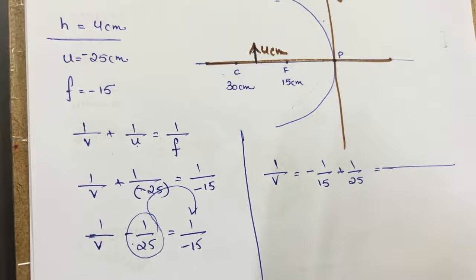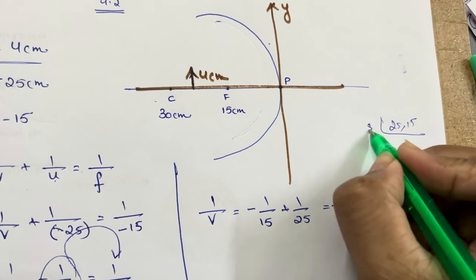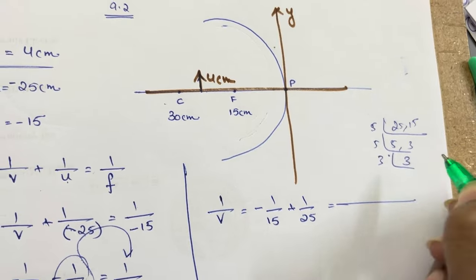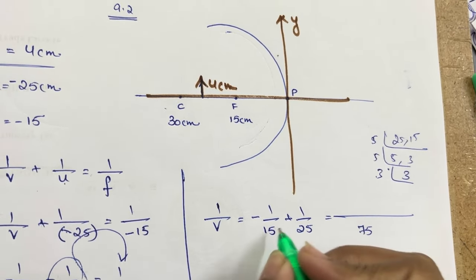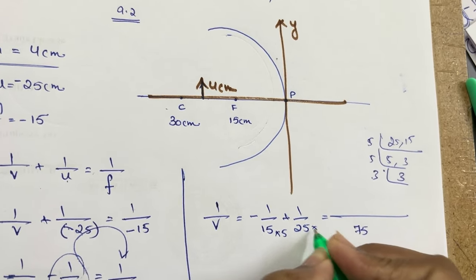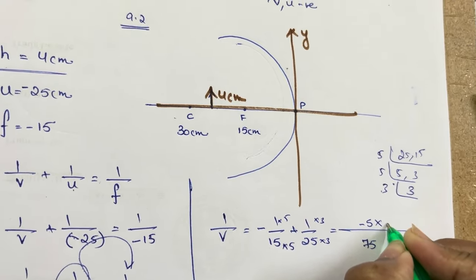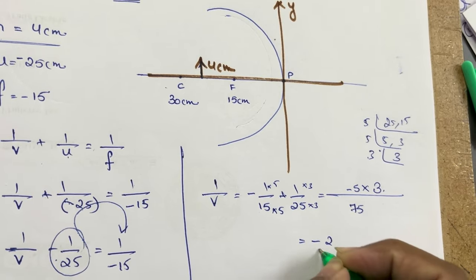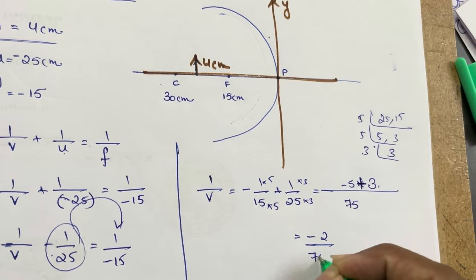We will simplify this by taking the LCM of 25 and 15. It is 5 times 5 times 3, which is 75. So 75 comes here, and we multiply by 5 on one term and by 3 on the other. It becomes minus 5 plus 3, which gives minus 2 upon 75.